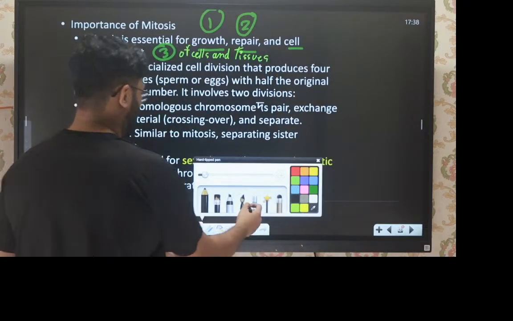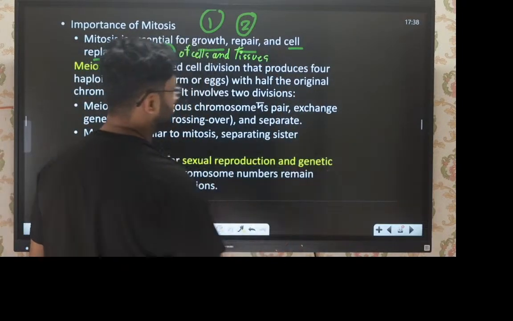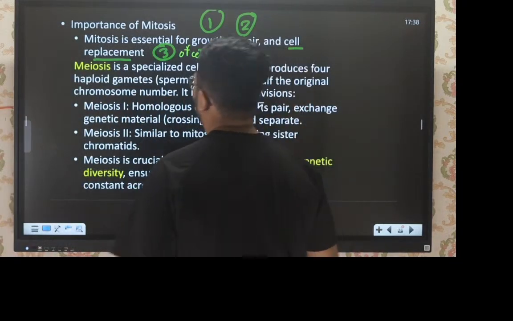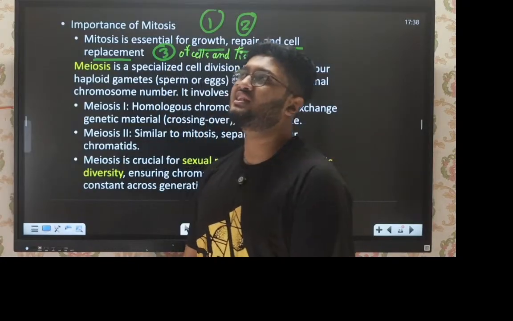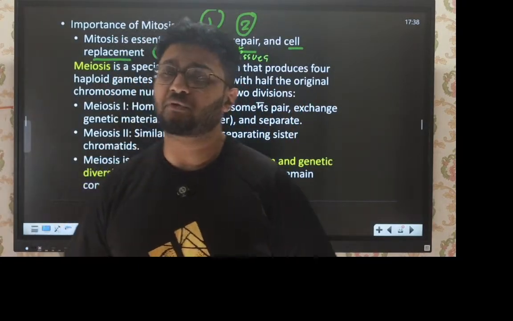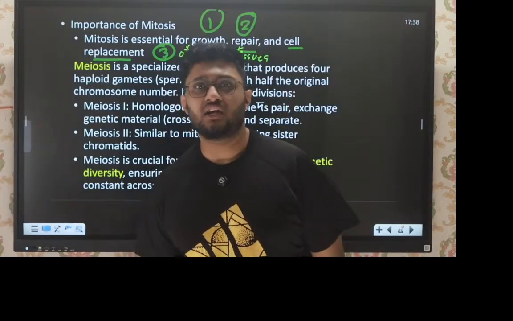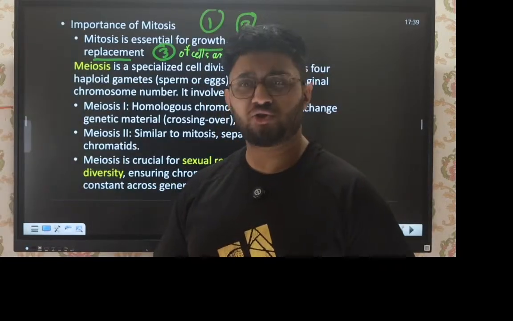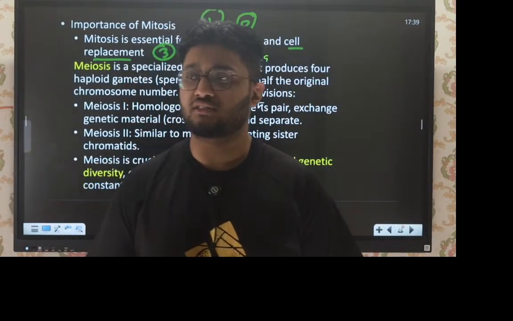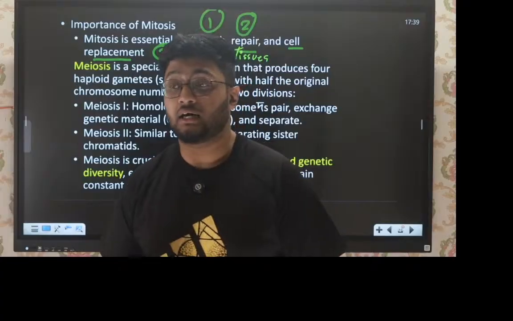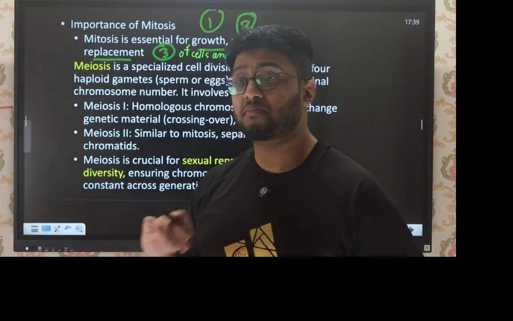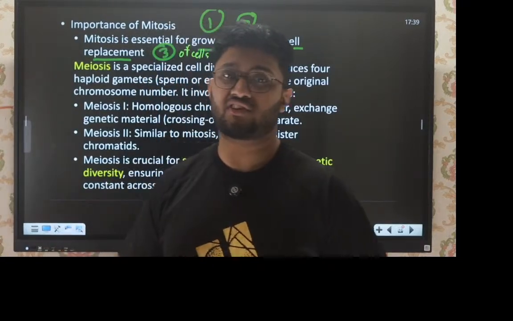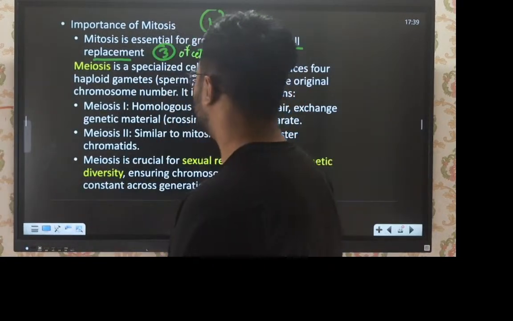Okay, students, now let's read a little bit about meiosis. Meiosis is a slightly less important topic. The questions usually come in the form of MCQs. You just have to know a little bit about the features, and I'll show you the diagram just to make things a bit simpler. But the diagram isn't necessary. You just need to know the features and ideally the definition.